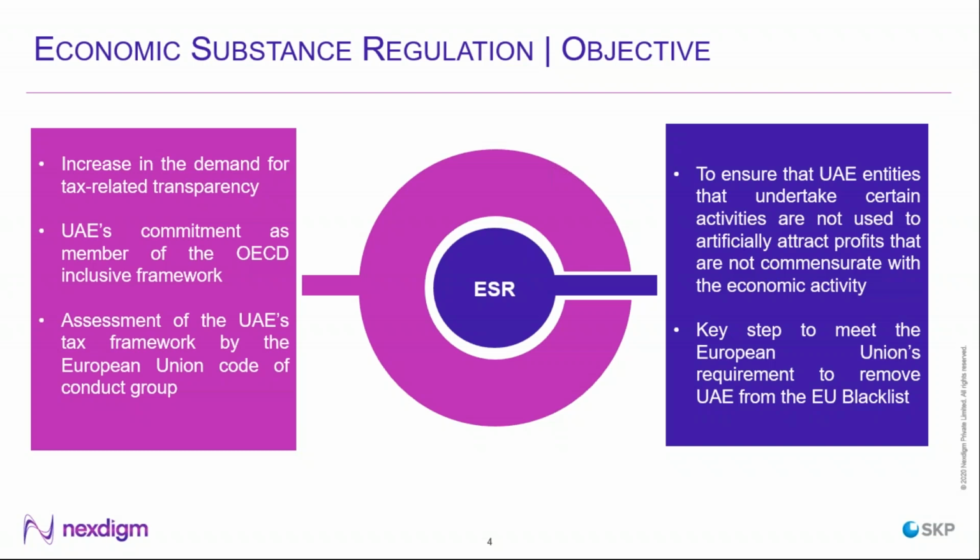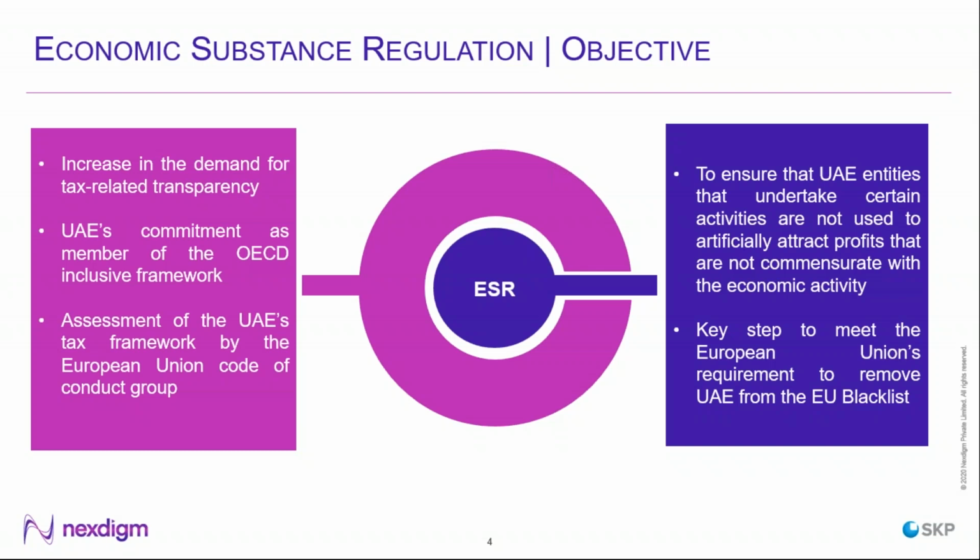So the UAE, being a member of the inclusive framework, had already committed by being a member, and therefore it was important that it introduces all those minimum standards that are there in the BEPS project, and all that needs to be done to increase tax-related transparency. And that is something which the BEPS really thrusts upon: more and more tax-related transparency, right?